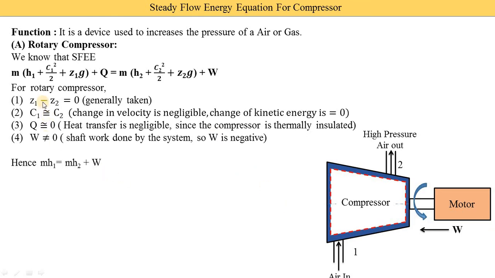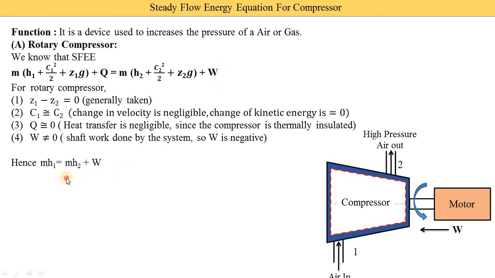Now we put all these values in the steady flow energy equation. On the left side, the only remaining parameter is m h1, because C1 and C2 are the same so that term cancels, and Z1 and Z2 are the same so that term cancels. Heat transfer Q is equal to 0 because the compressor is insulated. So on the left side only m h1 remains. Then on the right side, C1 and C2 are the same so that term cancels, and Z1 and Z2 are the same so that term cancels. So the only remaining part is m h2 plus W.